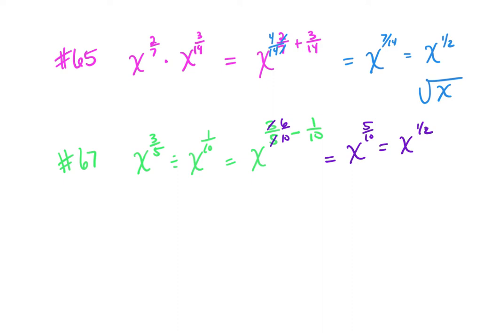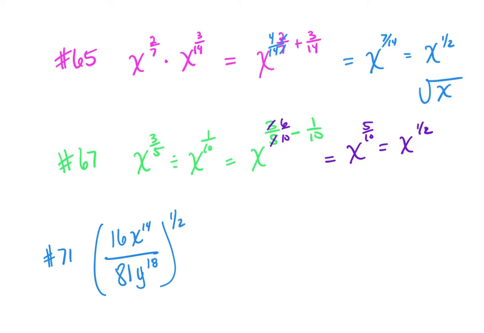Last one, 71. So number 71, I have an entire group. I have 16x to the 14th over 81y to the 18th, all right? And that whole thing is raised to the 1/2. So what I'm going to do here is take everything on the inside and raise it to the 1/2. 16 to the 1/2.